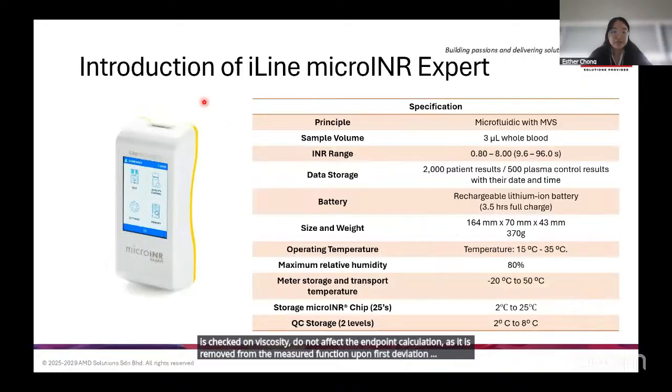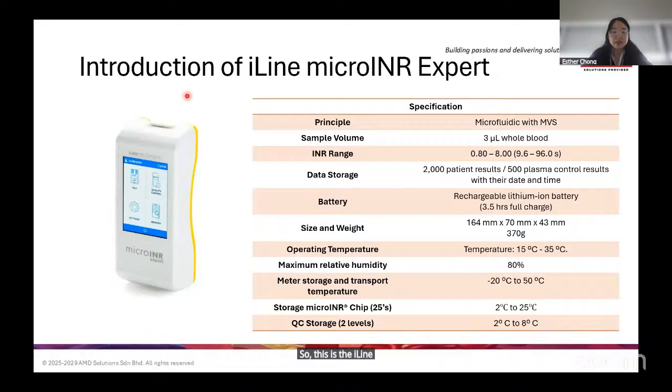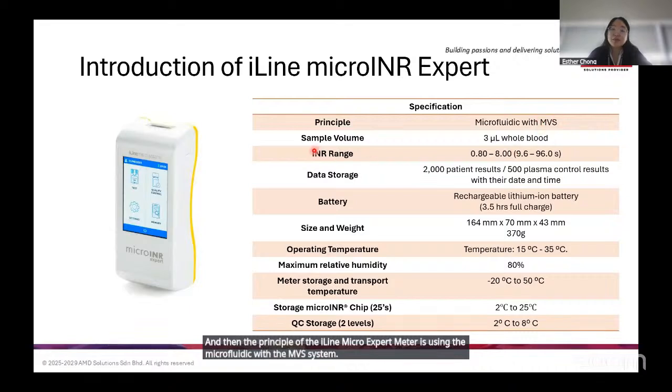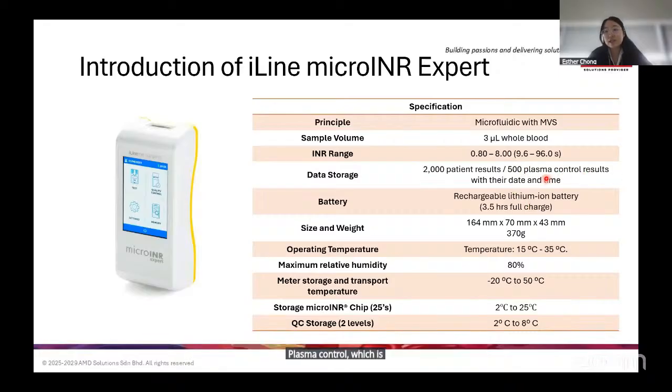So this is the iLine Micro INR Expert meter. The principle of the meter is using microfluidics with the MVS system. The sample volume needed is 3 microliters of whole blood, and the INR range it can detect is as low as 0.8 to 8.0. PT time is 9.6 to 96 seconds. Data storage is 2,000 patient results and 500 plasma controls, which is the internal QC of this iLine micro-INR system, along with their date and time.